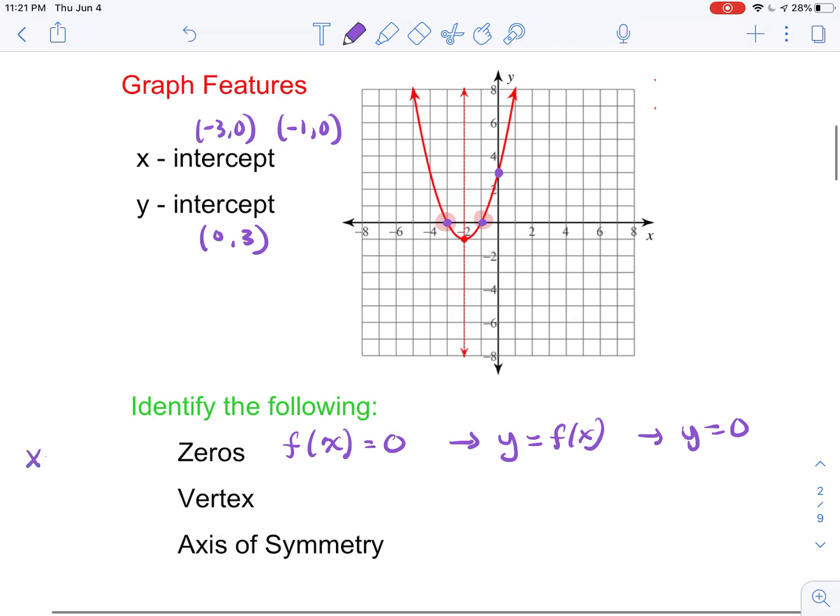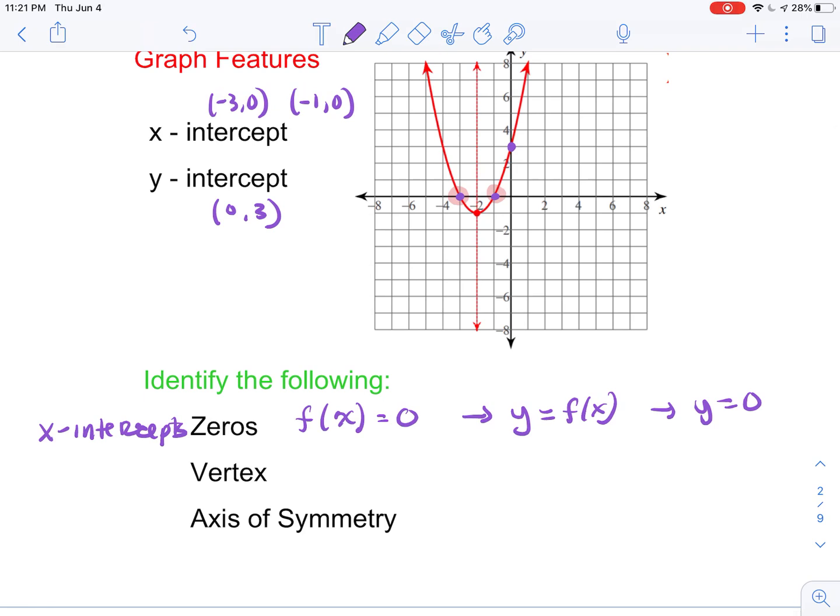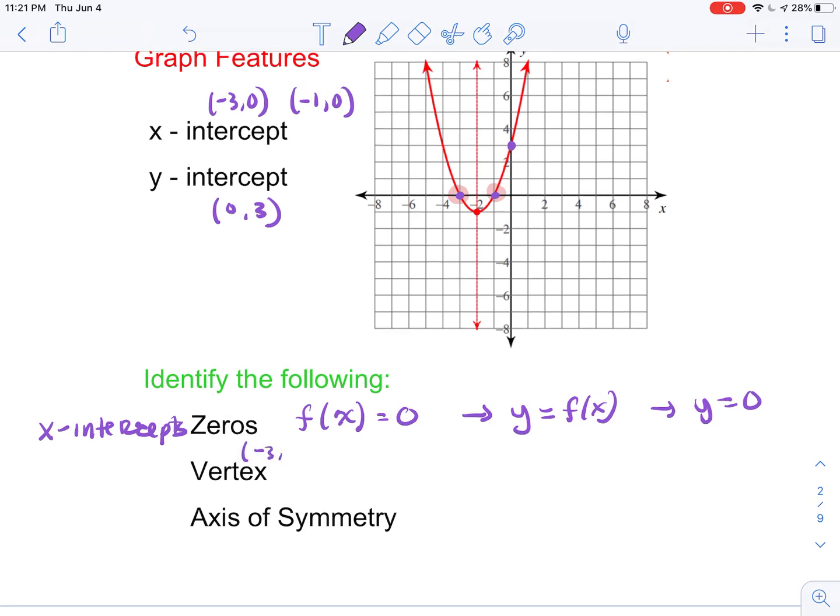So you will notice that the zeros of the function, at least the real zeros, will correspond to the x-intercepts, okay? Now, what is my x-intercept here? It's (-3, 0) and (-1, 0). That's if they ask for the coordinate of your zeros, or if they just ask you for the zeros themselves, it's going to just be my x values. Okay, so zeros will be these x-intercepts.